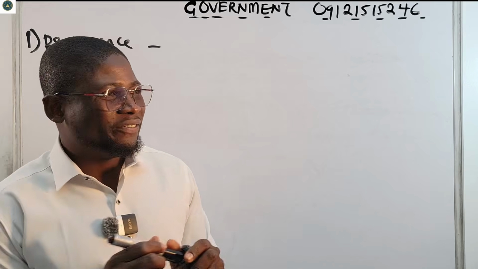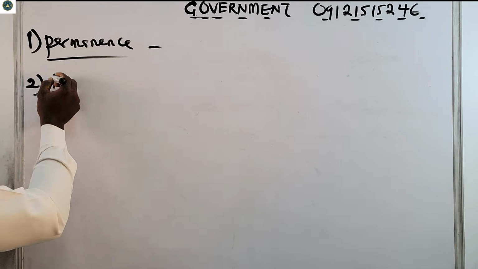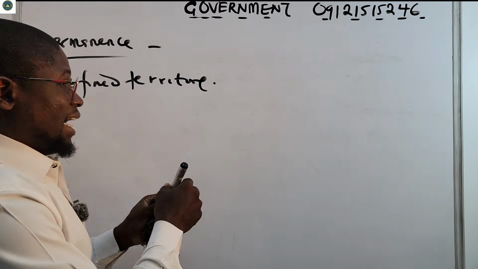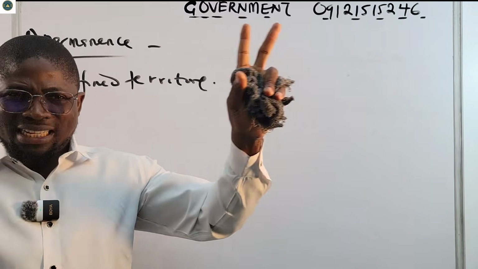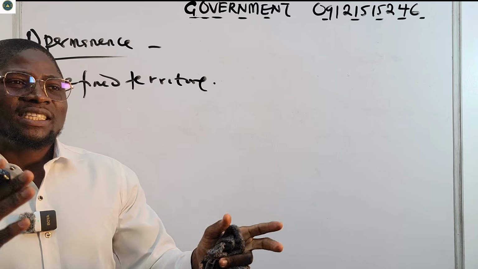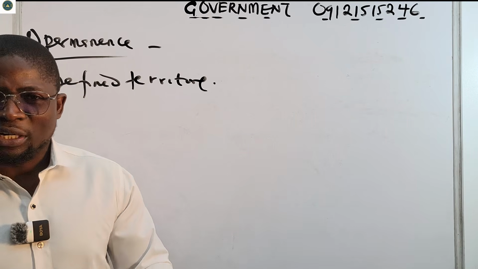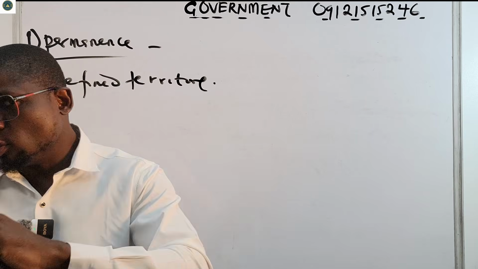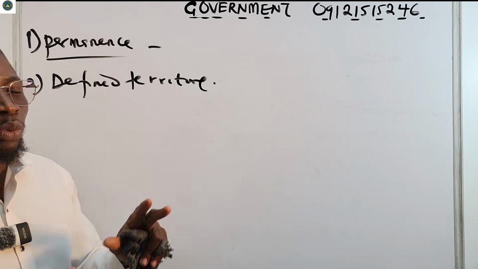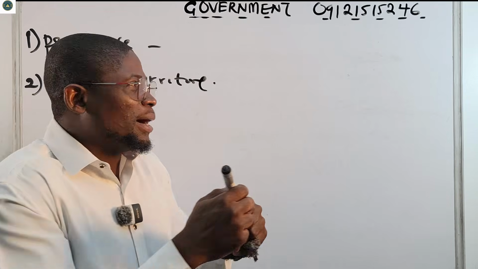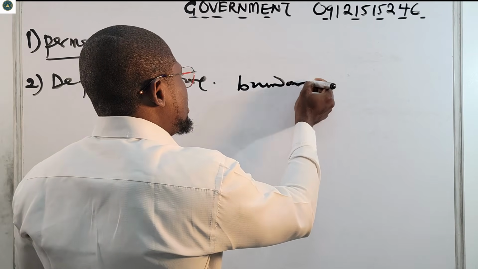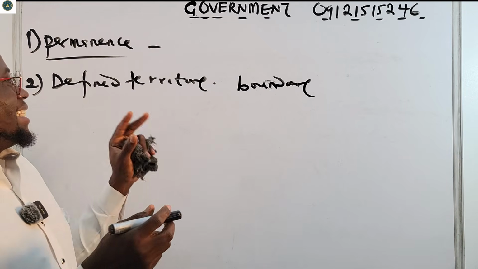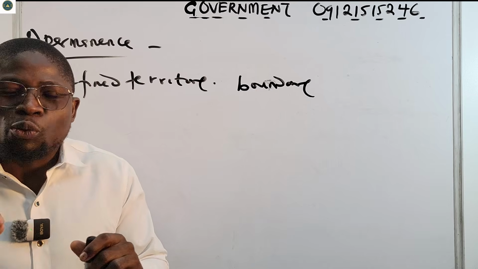Number two, a defined territory. Nigeria, for example, as a state, has its own boundaries. You can say Nigeria measures so many square kilometers, and so on. It has its own size; there's a limit to the size of Nigeria. Nigeria is not the whole world. So it has a defined territory and a defined boundary, recognized by the UN.